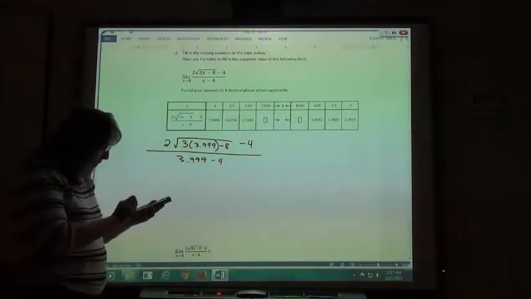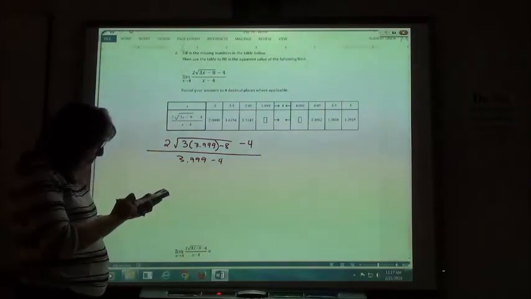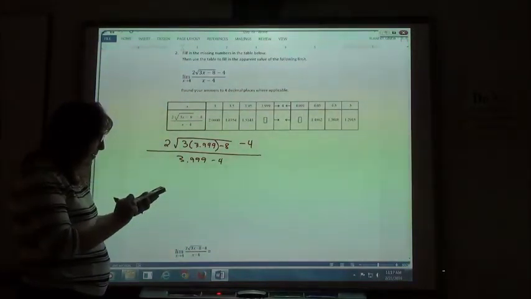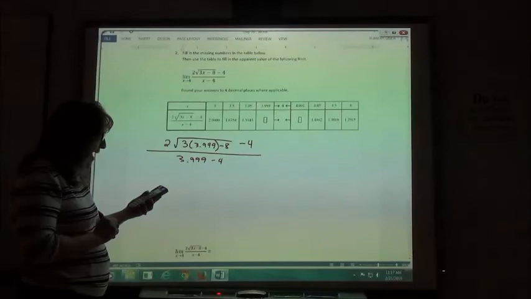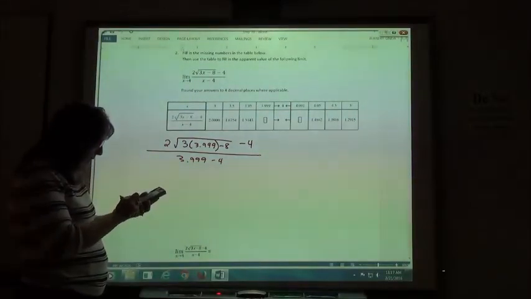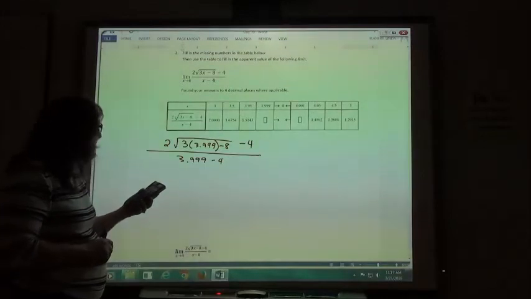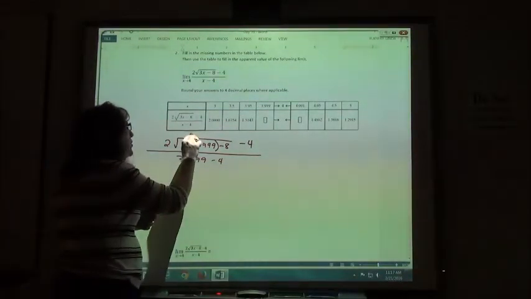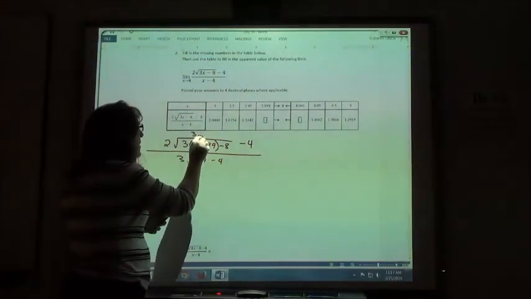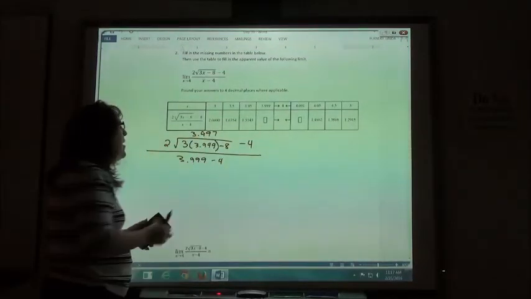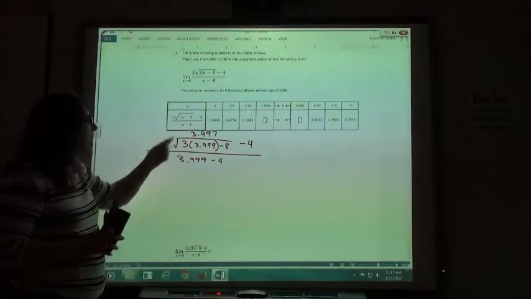So I'm going to start 3 times 3.999 gives me 11.997. I'm going to minus my 8, gives me 3.997. So under the square root I have 3.997. I'm then going to take the square root of that number.